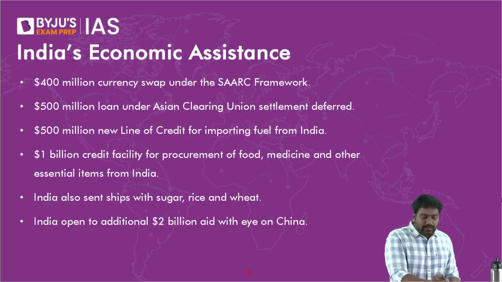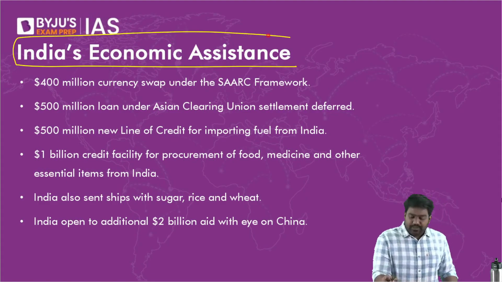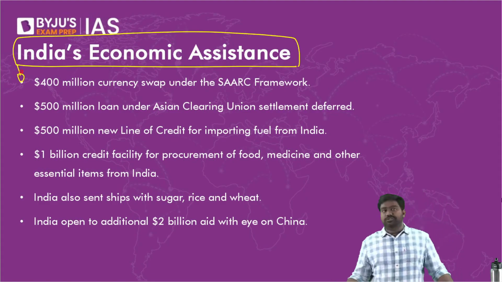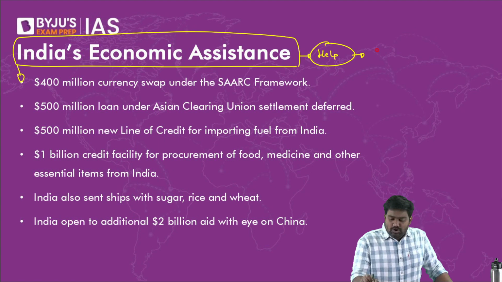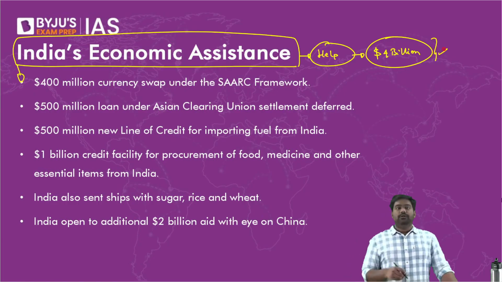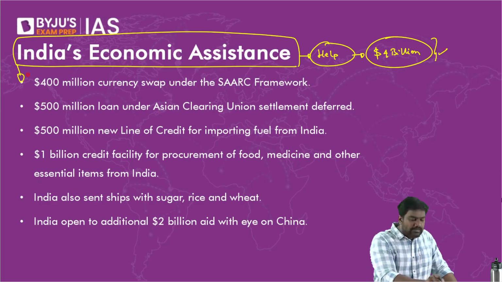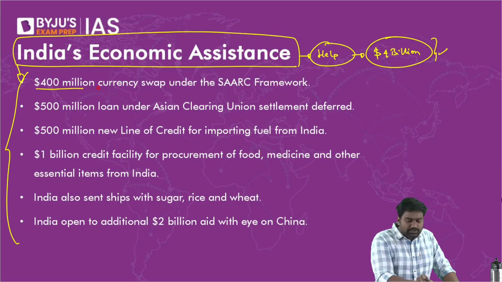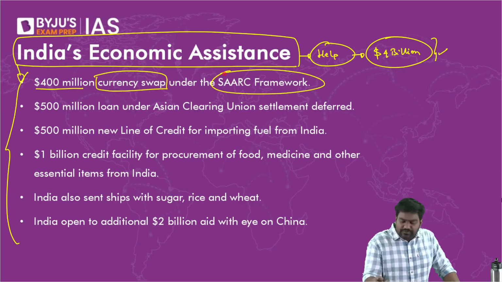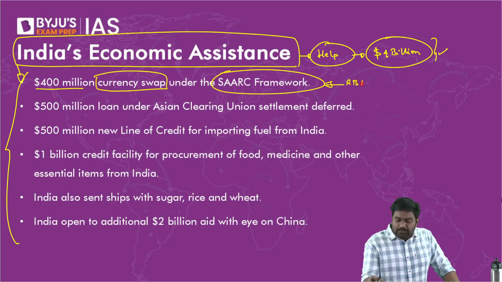So this is where India stepped in immediately. Even though our ties had been affected with the Sri Lankan government, still India reached out to help and has given enormous assistance amounting almost to $4 billion in the last 1.5 years. Close to $3.5 to $4 billion worth of assistance has been extended by India, and I have given the entire list over here. Almost $400 million worth of currency swap under the SAARC framework was arranged by the RBI, the Reserve Bank of India.